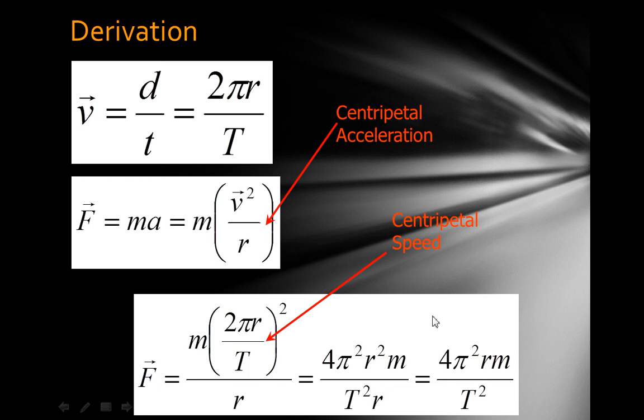So essentially you have two options when you're given a centripetal force question. You can use mv squared over r, or you can use this 4 pi squared rm over T squared. Now as well, you can just solve for v separately and then use this formula. Like, this formula is not necessary. You don't always have to use this one. It's just basically, instead of doing two calculations, you can do it all in one.